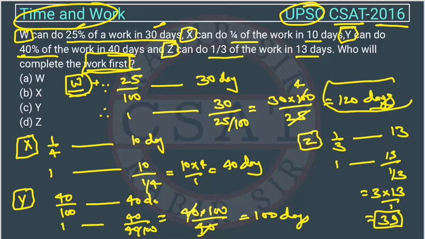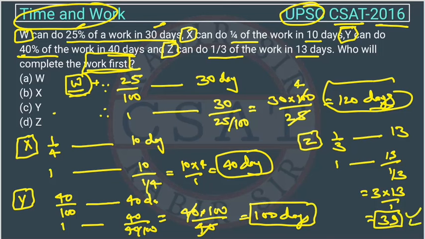So he's taking 120 days, he is taking 40 days, and he is taking 100 days. Z is taking 39 days. So this will be the answer. So the answer will be option D, Z, right? So I hope you guys can understand it.